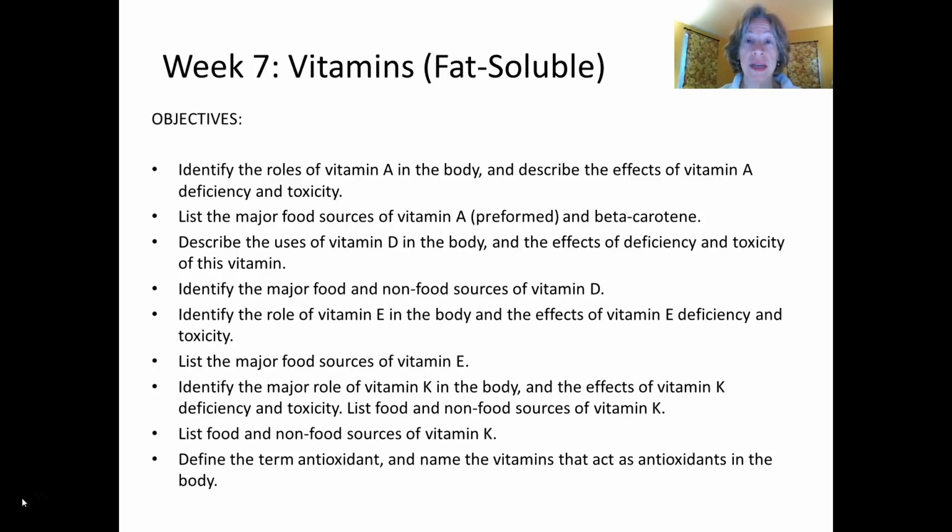Major food sources of vitamin E: you find it's fat soluble. You're going to find it in fat soluble foods like plant oils and nuts and things like that. You just find a little bit in some vegetables like asparagus.